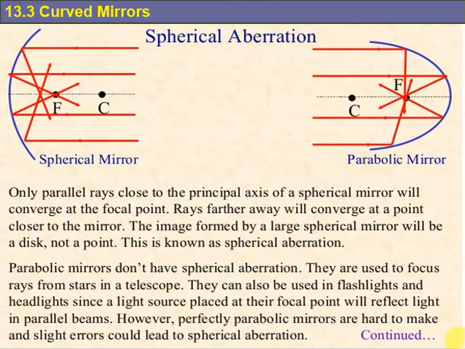They can also be used in flashlights and headlights, since a light source placed at the focal point will reflect light in an exactly parallel beam. However, perfectly parabolic mirrors are hard to make, and slight errors could lead to spherical aberration, because it is not easy to make this parabola shape in a mirror.